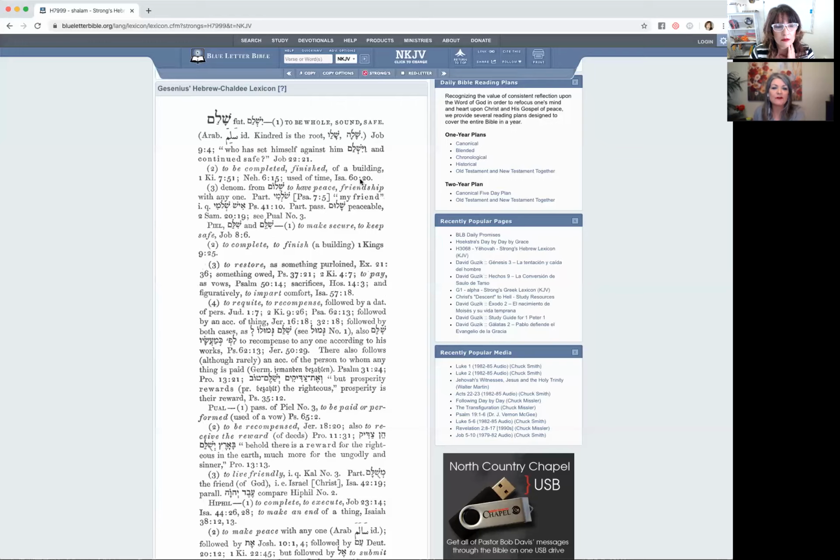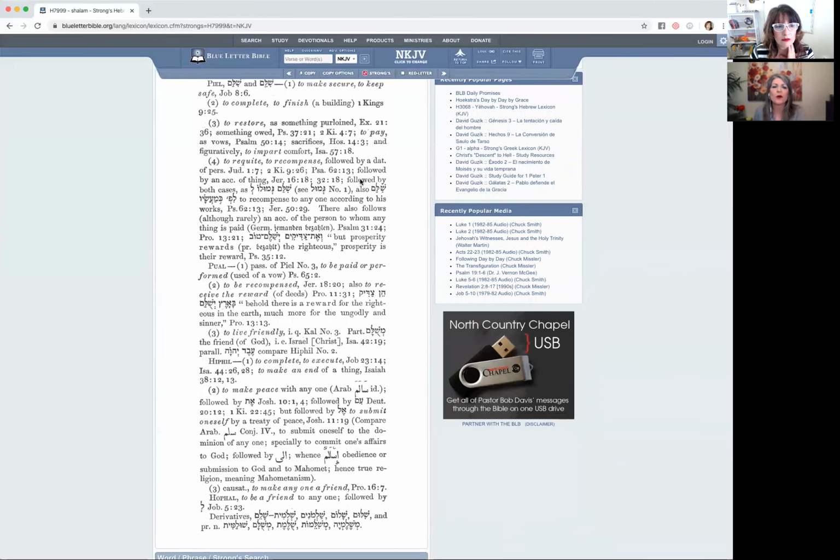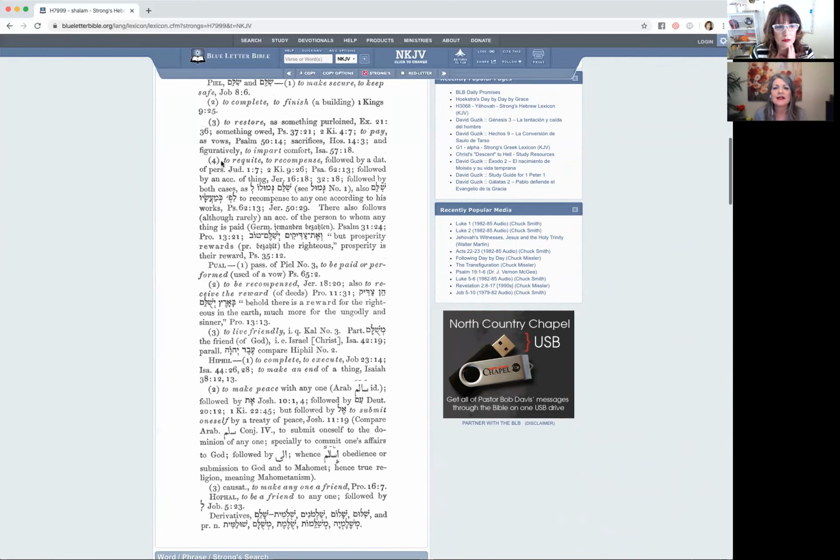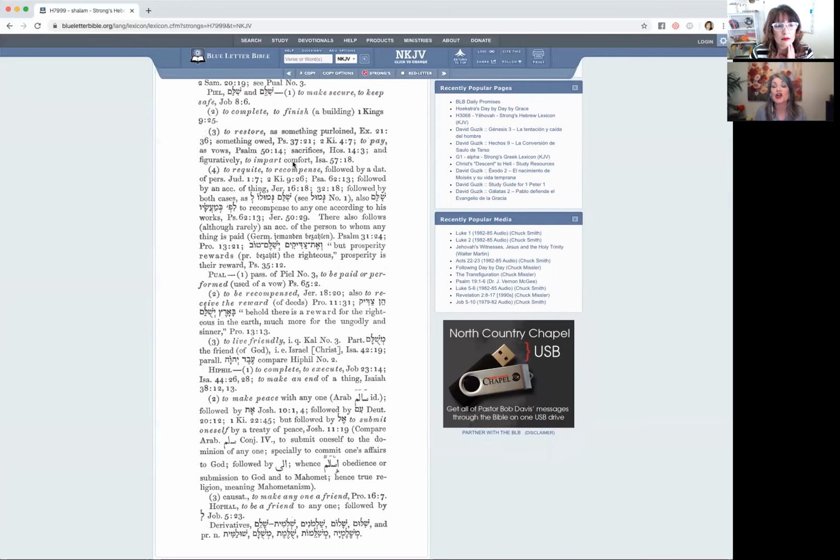If we go down a little bit farther, we don't have to go into all of the details. Just read the items that are italicized to begin with: to complete, to finish, to restore. And then it says, as something purloined. Well, it's using old terminology because these were written a long time ago, but you can look that up in Exodus 21, or something that's owned, or to pay as in a vow, something that's completed. You paid a vow, you completed that vow by making that temple payment. Okay, so it's talking about that.